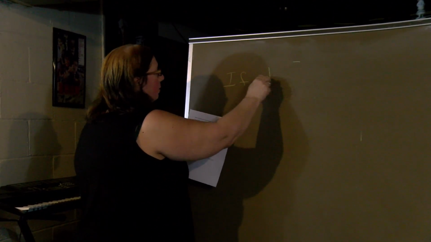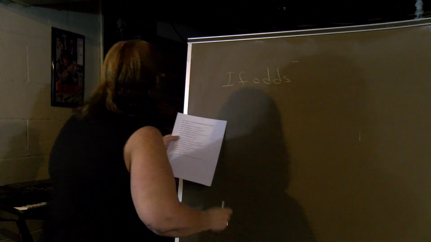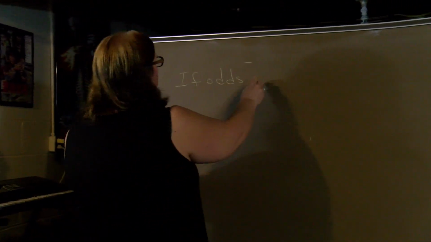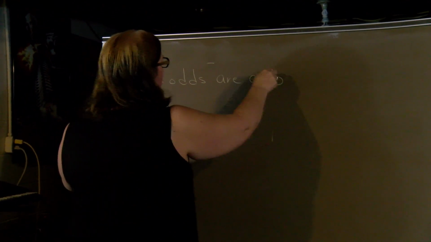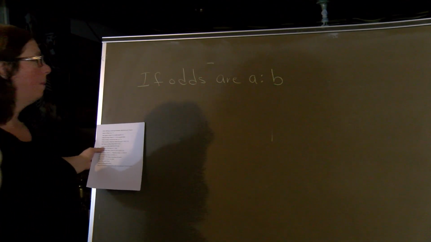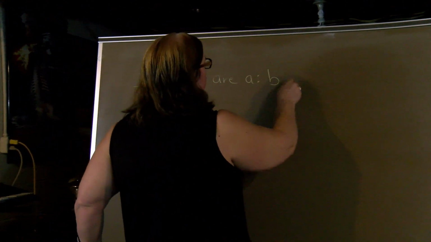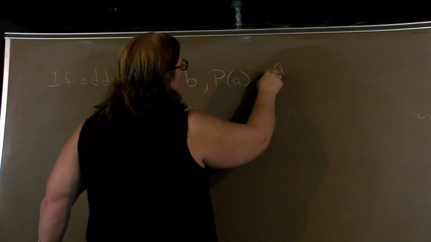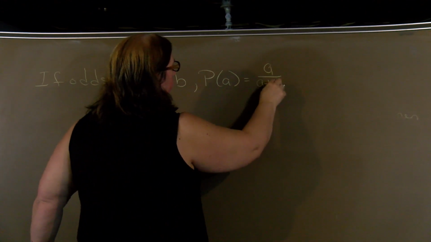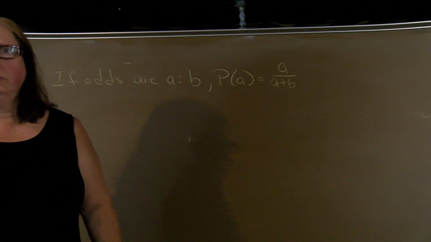If the odds are A to B, then the probability of A is A over A plus B, because A plus B is your total.